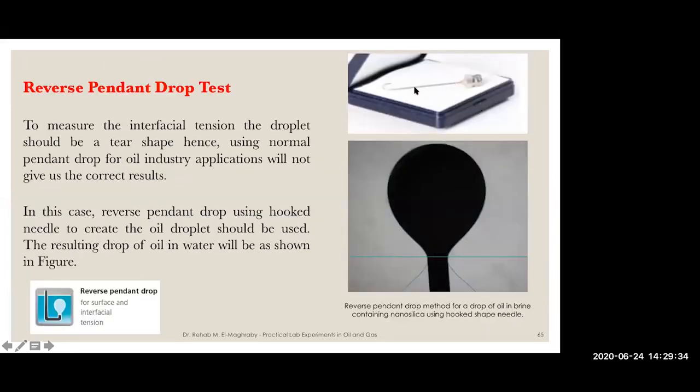So it is a hooked needle. This is the hook attached to a needle, and then we place the drop. This is water; actually, this is a nanosilica, relatively opaque, and you have an oil drop here, and it is a tear-shaped drop. You can measure the interfacial tension.